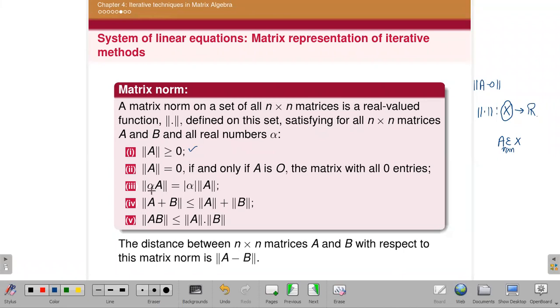So norm of A is greater than equal to 0. This is the first property. Norm of A equal to 0 if and only if A is itself 0, 0 means 0 matrix. And third is alpha, alpha is just a real number. If you multiply the matrix by alpha, then it will come outside with mod alpha. And fourth one is norm of A plus B is less than equal to norm of A plus norm of B. And fifth is norm of A into B is less than equal to norm of A into norm of B. The distance between the n cross n matrices A and B with respect to the matrix norm is norm of A minus B. So I can define the distance between the 2 matrices also.